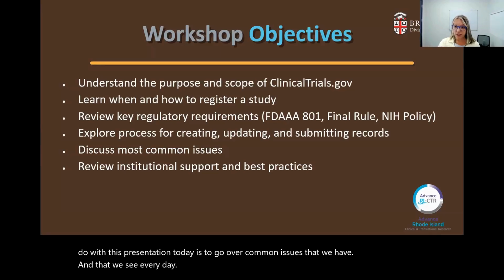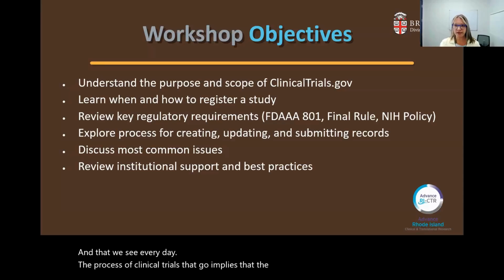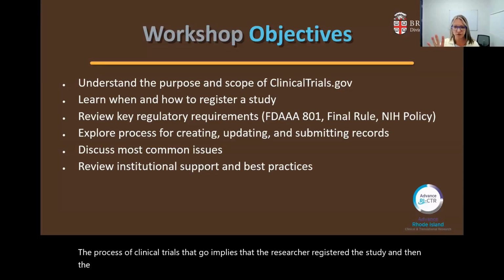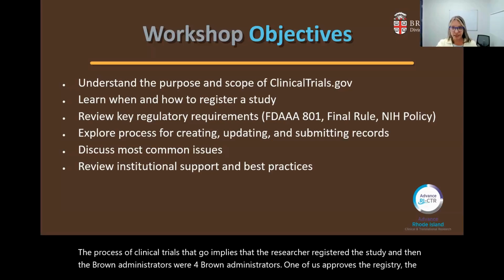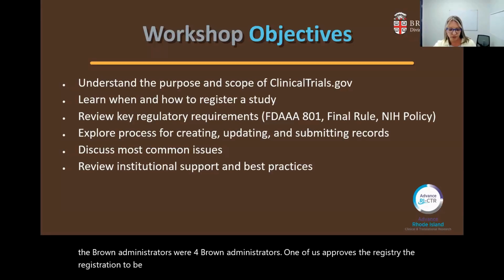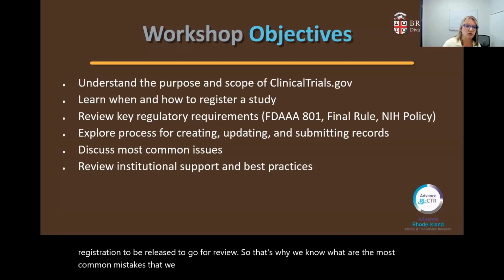The process of ClinicalTrials.gov implies that the researcher registers the study, and then the Brown administrators, we are 4 Brown administrators, one of us approves the registration to be released to go for review. So that's why we know what are the more common mistakes that we make, and I will be happy to go over them.